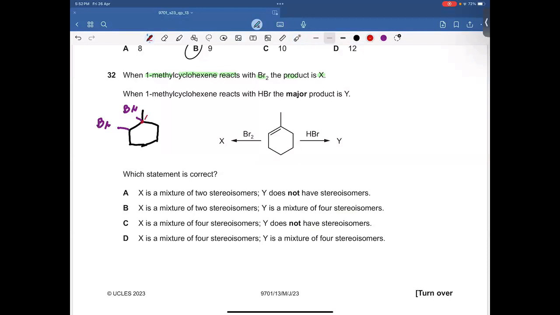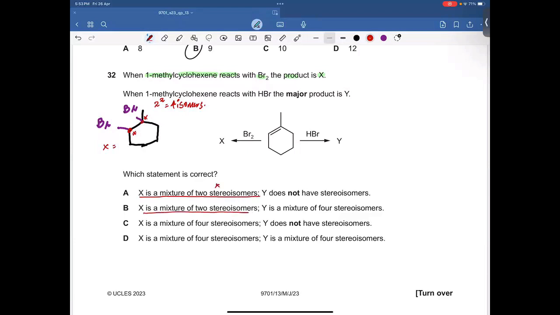This is going to be the chiral carbon atom. See, we have 2 chiral carbon atoms. So total 4 stereoisomers are obtained from this. So X gives you 4 stereoisomers, right? And the examiner is saying that X is a mixture of 2 stereoisomers, which is wrong.